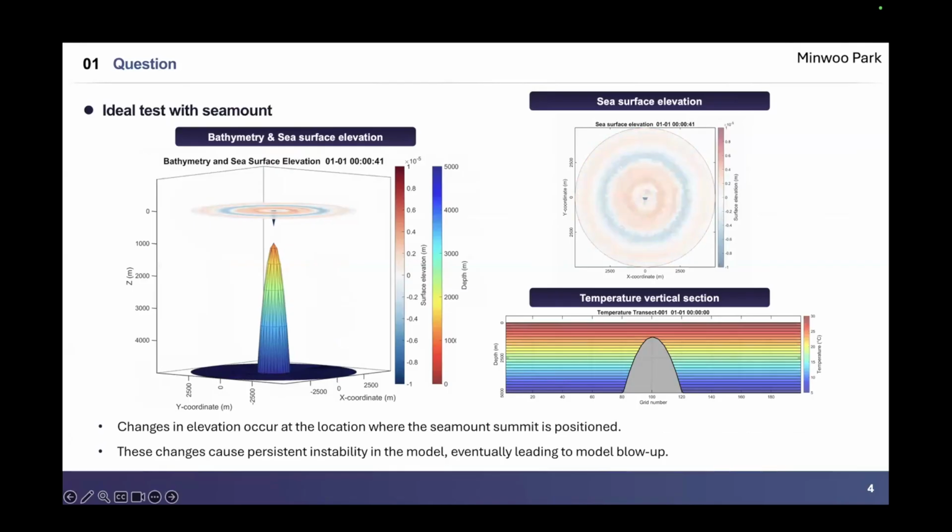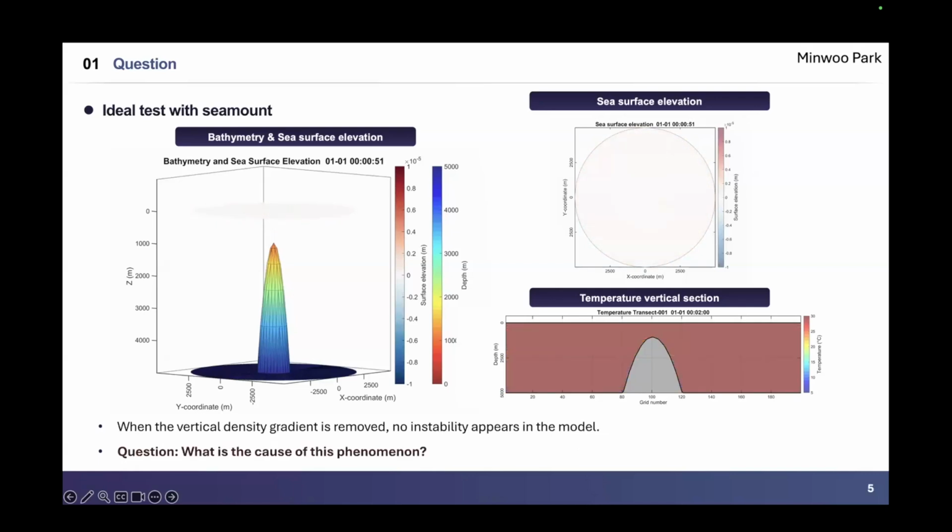temperature. The simulation results reveal that fluctuations in water level begin at the seamount summit from the third time step, eventually causing the model to blow up. Next slide. In contrast, when the vertical density gradient was removed, no fluctuations appeared in the model. My question is, why does this phenomenon occur in the model? Thank you. Okay. Later I will describe what sigma error means.